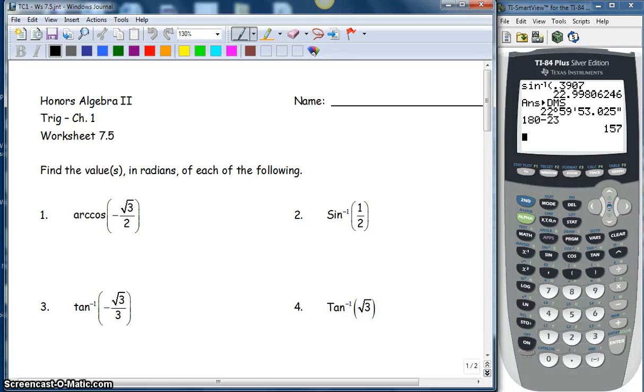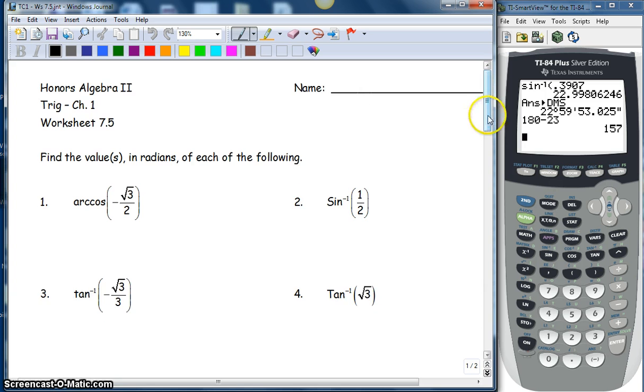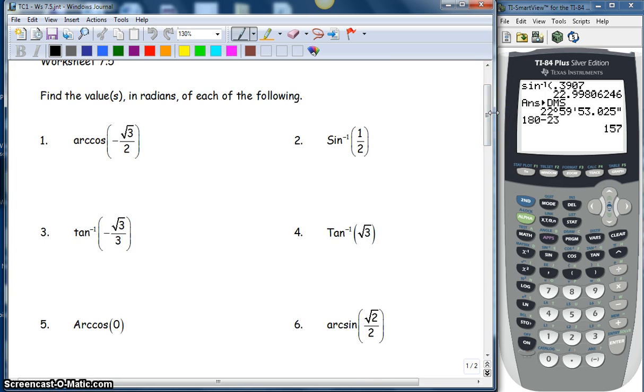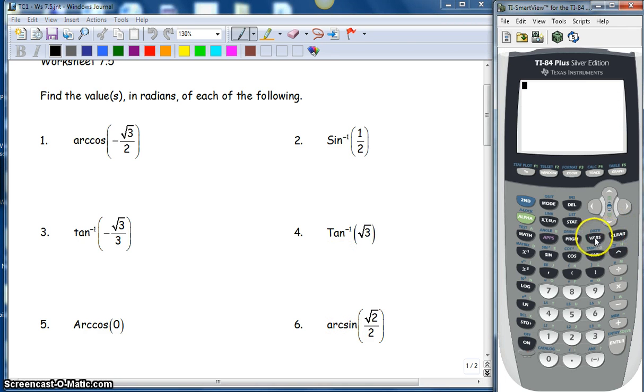Alright guys, this is the worksheet I'm doing for you, the screencast for worksheet 7.5. First thing, let's look at a couple of these problems. This is very similar to worksheet 7. I'm going to do just the little arc cosine, sine, and tangent ones, because the big arc ones you should be able to do. It's just the calculator.